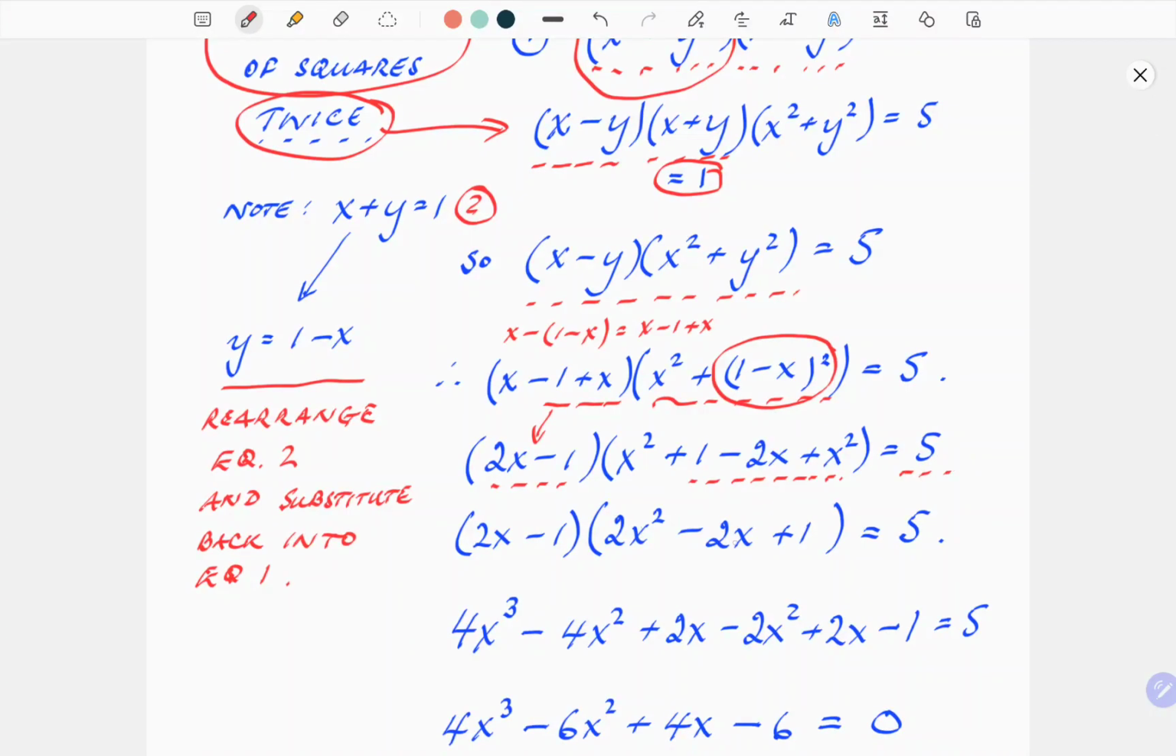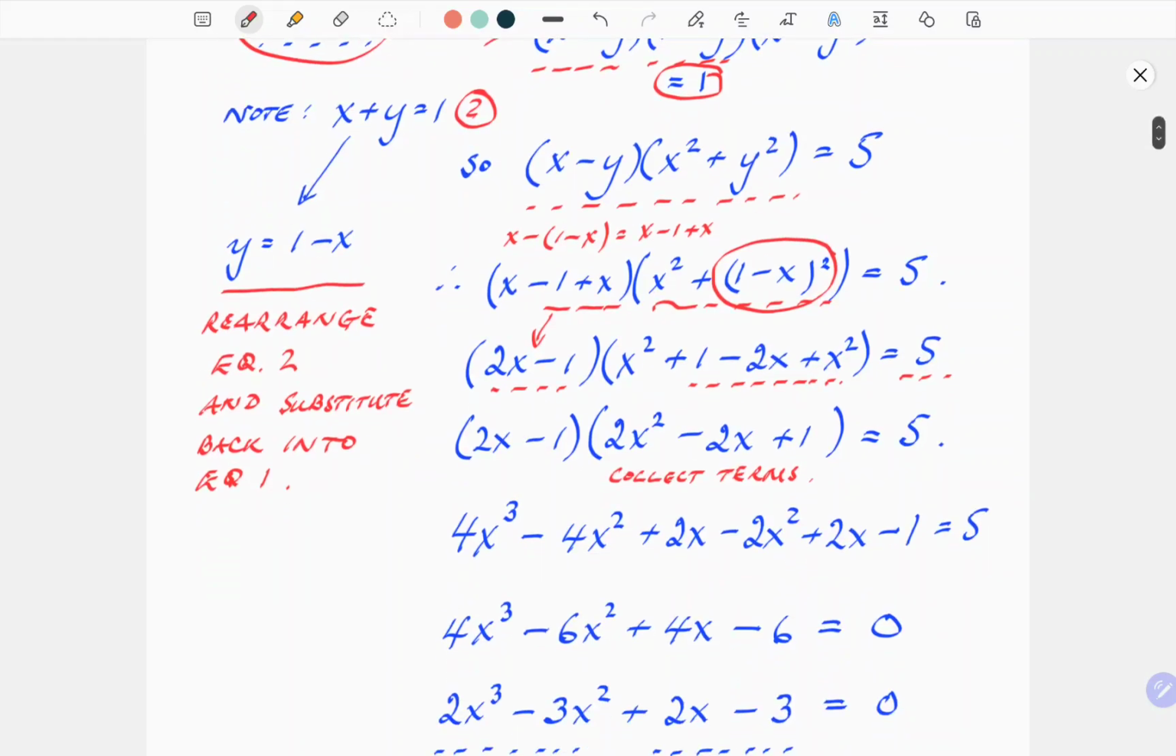So again, collecting like terms. All right, so collect terms and then expand the brackets. All right, let's put this way. Multiply out the brackets.